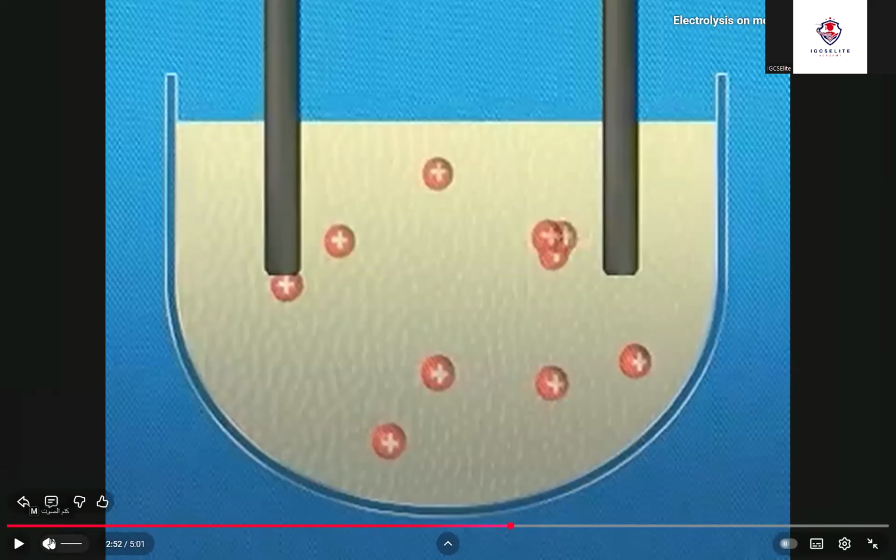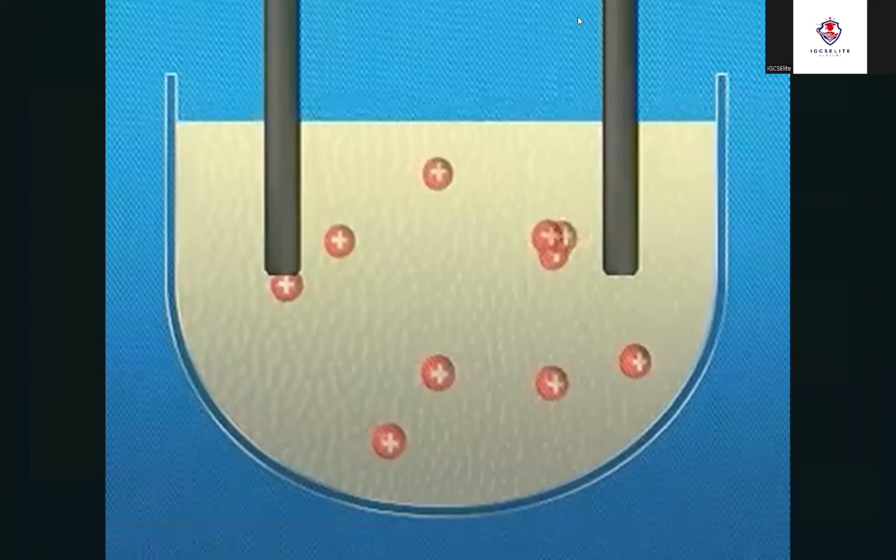From here, we can imagine what happened. If you remember, we said what happened at the cathode. This is lead bromide. What happened at the cathode? We said Pb2+ will gain 2 electrons to form lead.